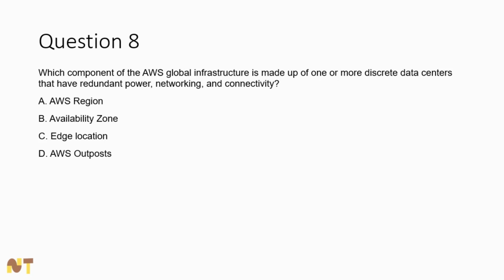Coming to availability zone. So an availability zone is made up of one or more discrete data centers, each with redundant power, networking, and connectivity.